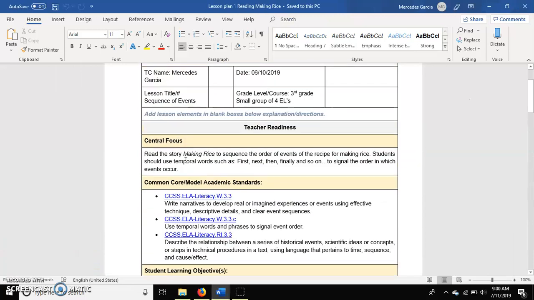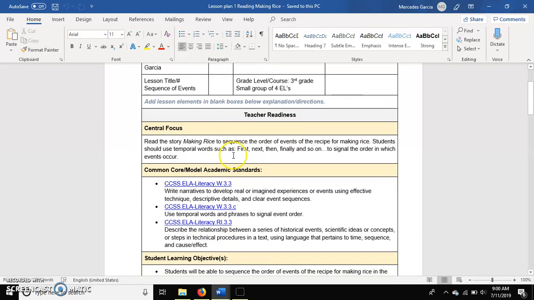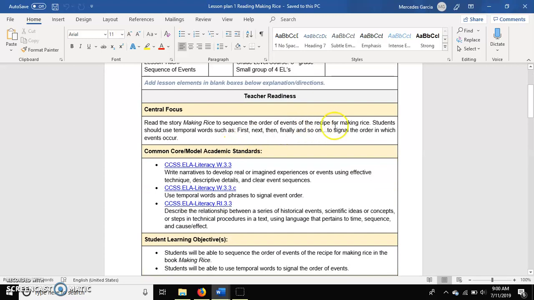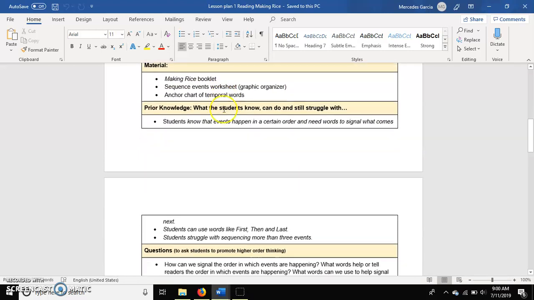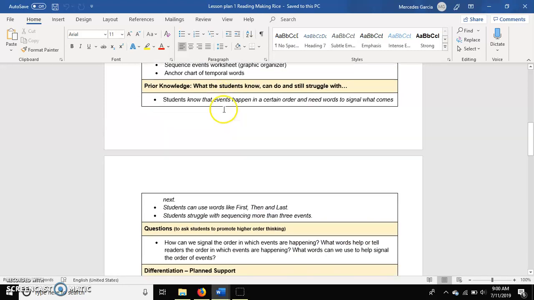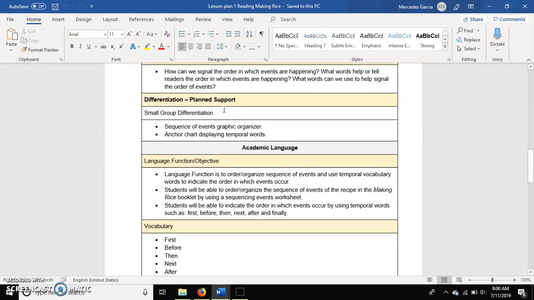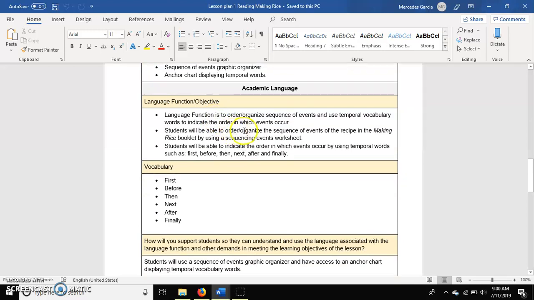So here's lesson plan 1. We read a story called Making Rice to sequence the order of events of the recipe for making rice. The students should use temporal words such as first, next, then, finally, and so on to signal the order in which events occur. Let's go down to language function. Language function is to order, organize, sequence of events, and use temporal vocabulary words to indicate the order in which events occur.